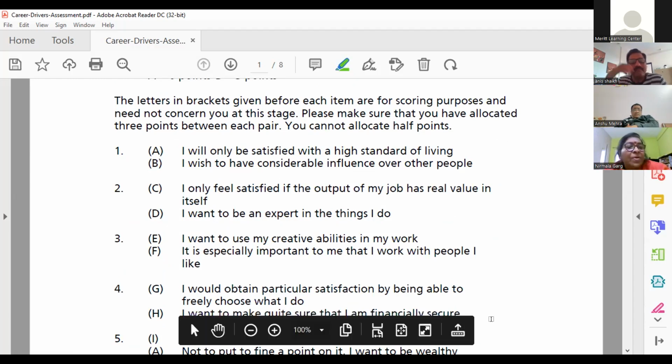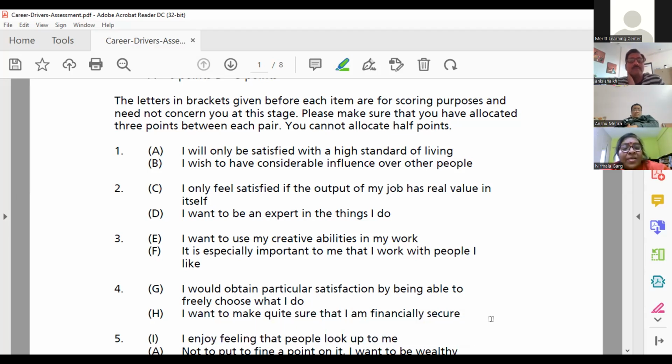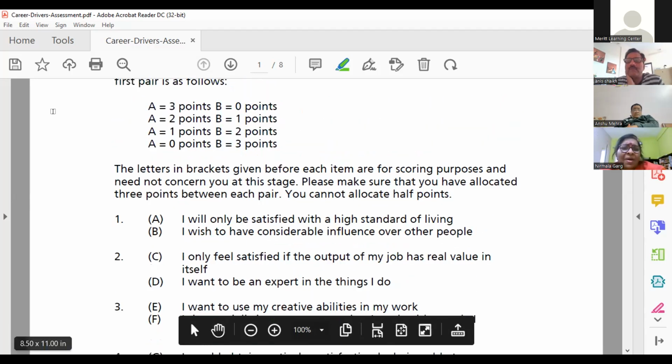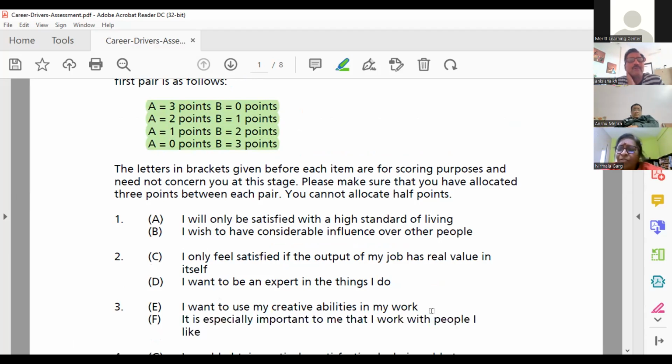Now how? 1A, I will only be satisfied with a high standard of living. Second statement, I wish to have considerable influence over other people. So for me, I'm very material, I like to have a high standard of living. I will put all the 3 points there. Influence, I'll put 0. But if I'm a person with a little influence too, I'll put 1 and I'll put 2 there. Or if it is the other way around.